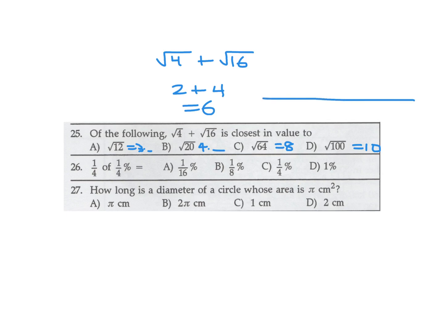On the number line, if this is 6, this is 8, this is 4, this is 5, that 4 point something is somewhere here, and the 8 is here, so this distance is obviously closer than that distance. So the answer is B for number 25.